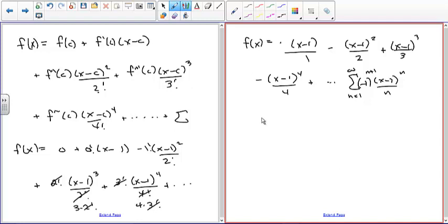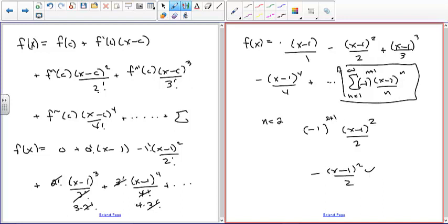Let's try for n equals 2. So for n equals 2, that would be this situation. And I'd have negative 1 to the 2 plus 1 power times x minus 1 squared divided by 2. And negative 1 to the odd power is a negative, so it would be negative x minus 1 squared over 2. So that works. So I think that's right as far as the answer.